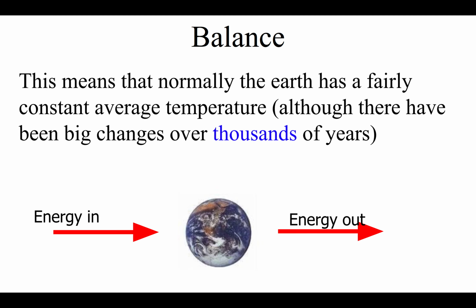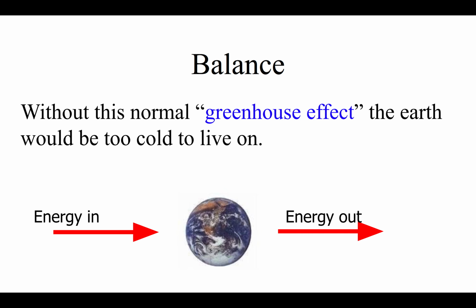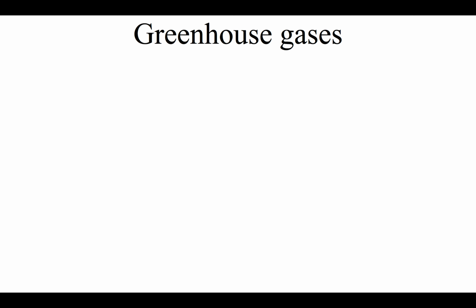The last ice age was about 20,000 years ago, if I remember correctly. So what that means is we normally have a pretty constant average temperature, although, of course, there have been some big changes. In fact, we need the greenhouse effect because without it, the Earth simply would be too cold to live on. So the trapping of energy by these gases is not a bad thing under normal circumstances.